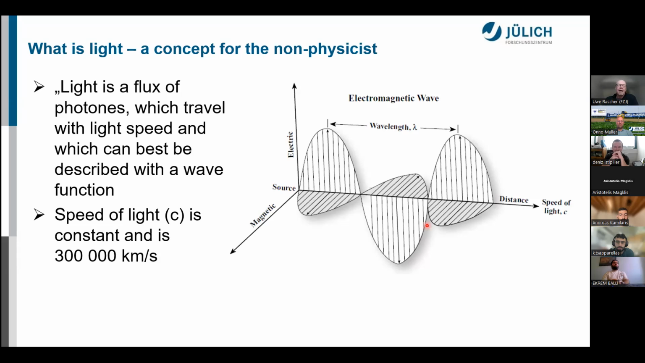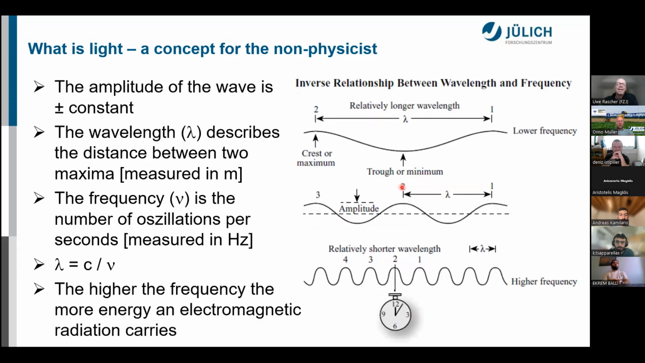And this wave function, in the easiest way, if I want to describe the characteristics of a wave function, I can either describe the wavelength of this wave function, so the distance between the two maxima or two minima, or alternatively, I describe the frequency, meaning how often does this wave function oscillate or reach a maximum within 1 second. And these two parameters are interconvertible.